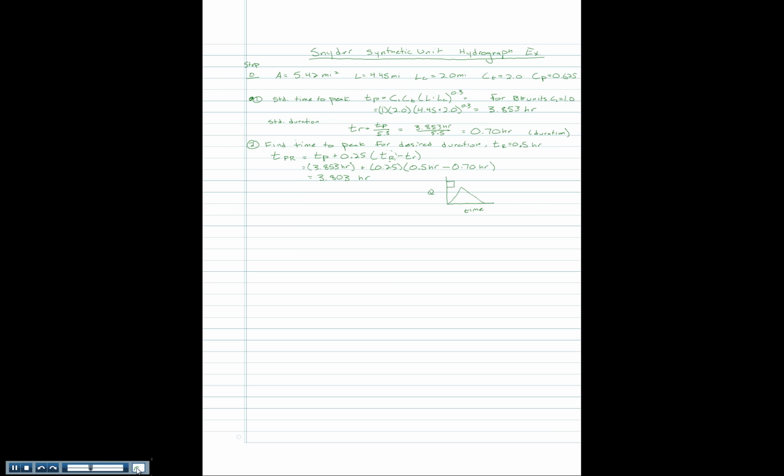Q sub PR. And the formula that's provided for that is Q sub PR is C2 C sub P divided by T sub PR.